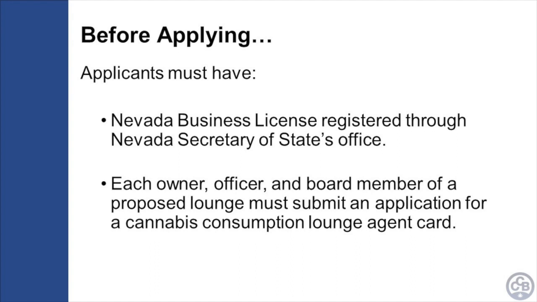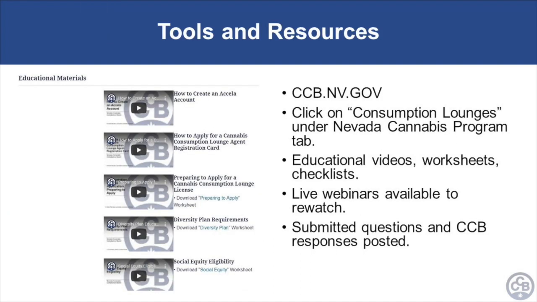Additionally, each owner, officer, and board member of a proposed consumption lounge must submit an application for a cannabis consumption lounge agent card. This can be done through Accela, the same website where you will be submitting your application for a consumption lounge license. We have educational videos and other tools on our website, ccb.nv.gov, to help applicants complete both of those steps.